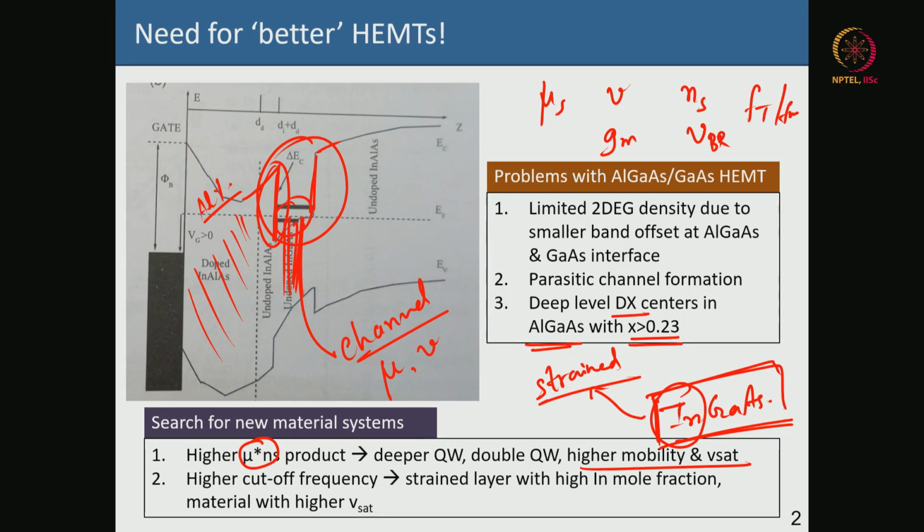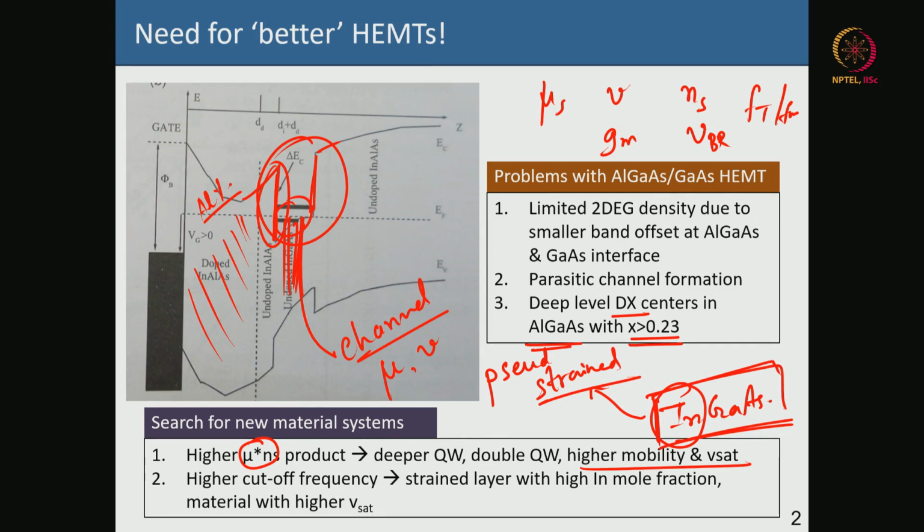So this is a strain, and that is why it is called pseudomorphic. Pseudomorphic means the InGaAs layer that you are growing, you are forcing it to mimic the crystal structure of the layer below, and InGaAs has the strain accommodated in it. It is called pseudomorphic HEMT.